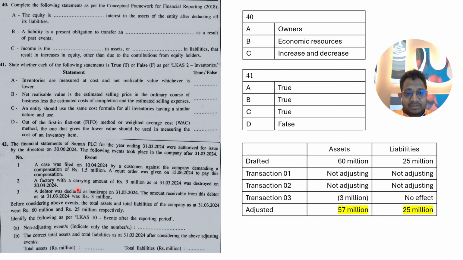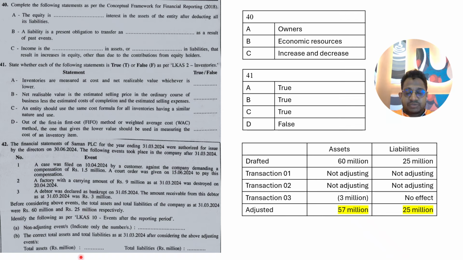If the carrying amount of 9 million was destroyed by fire, not adjusting. The debtor is declared bankrupt, as at closing date 3 million. That should be adjusted. So from the assets, it should be minus 3 million. And here the non-adjusting events are number one and number two.